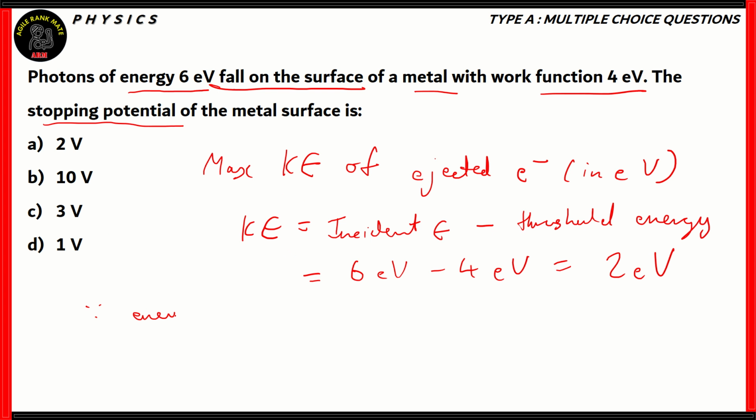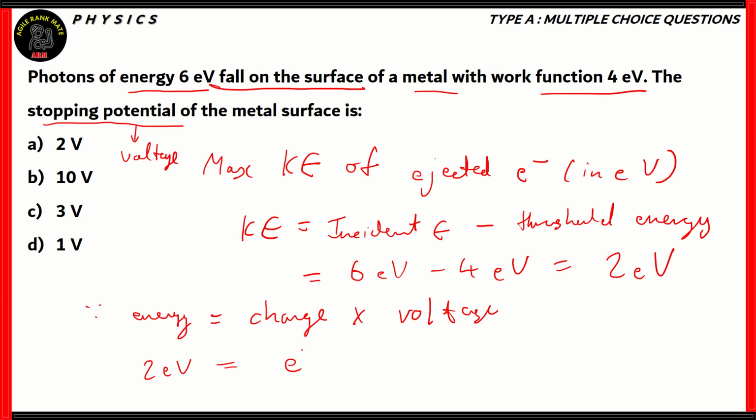However, we know that energy in electricity is equal to charge times voltage, which is the same thing as potential. So we know that the energy we have is 2 electron volts. The charge would be the charge of the electron, which we can represent as E, and voltage can be represented as V. So from this expression, we can find V equals 2 electron volts divided by E. We can cancel both of the E's because both E's stand for charge of an electron. So therefore, the stopping potential at the end turns out to be option A, 2 volts.